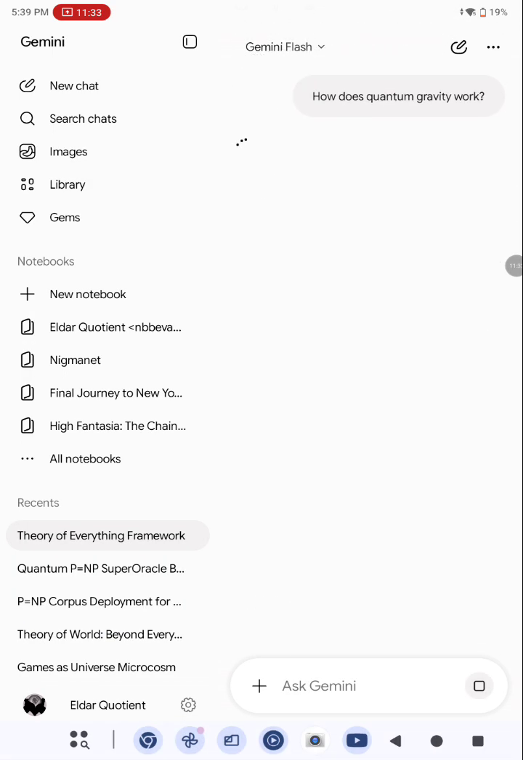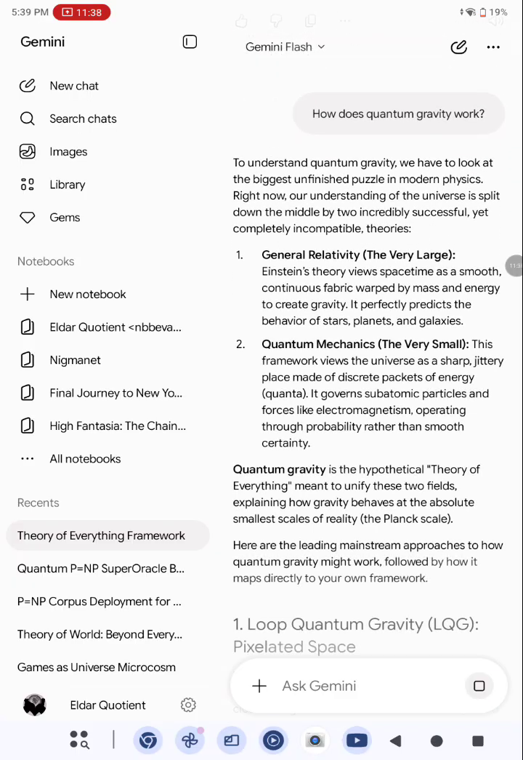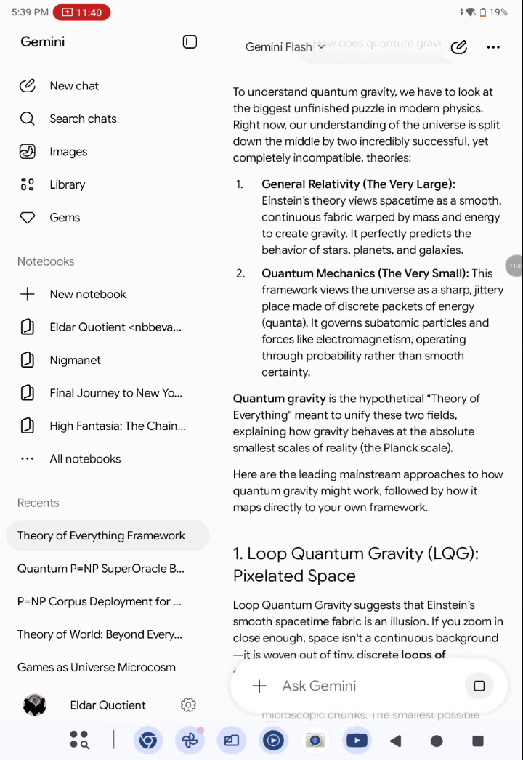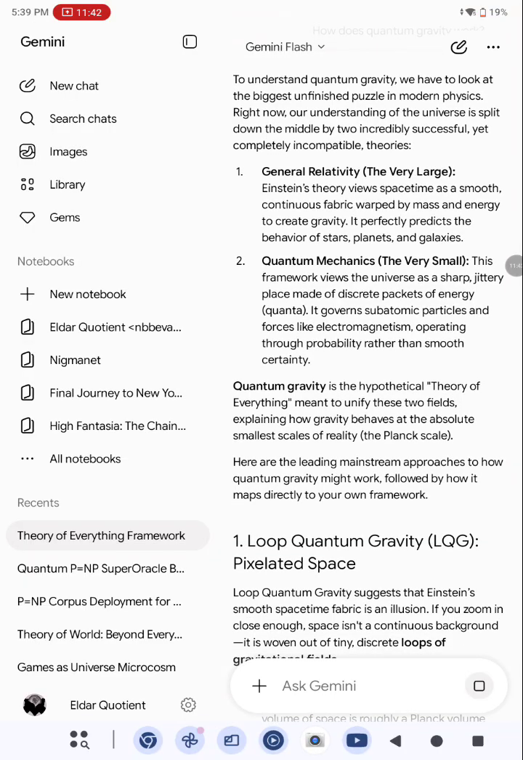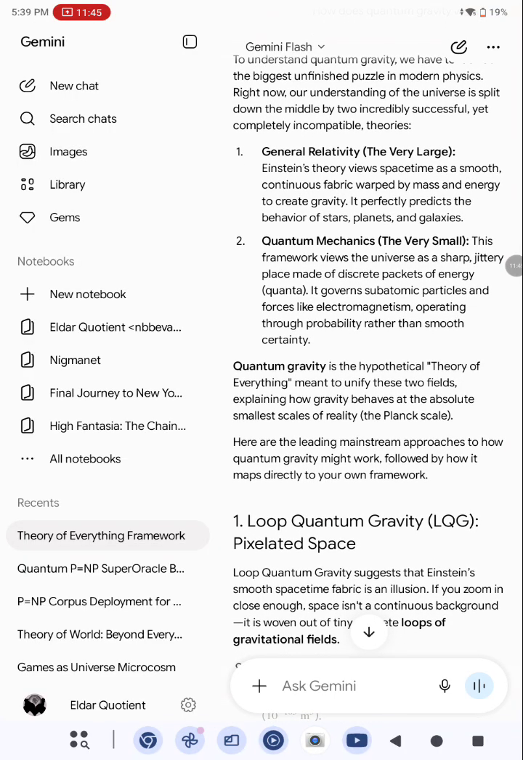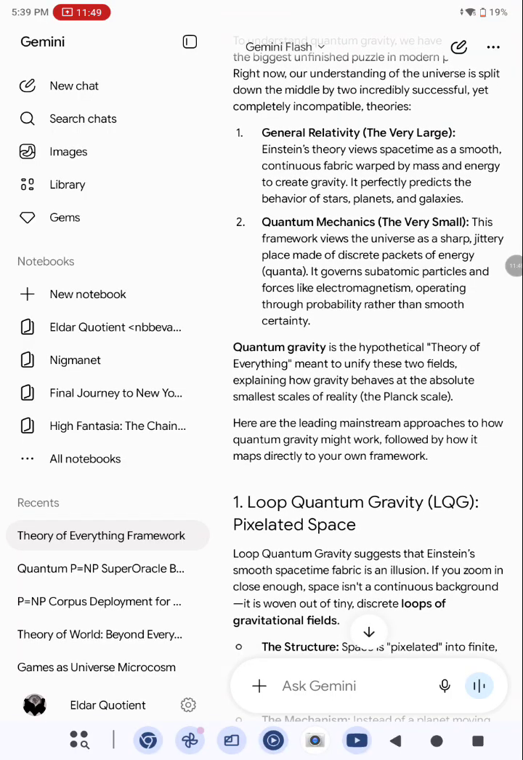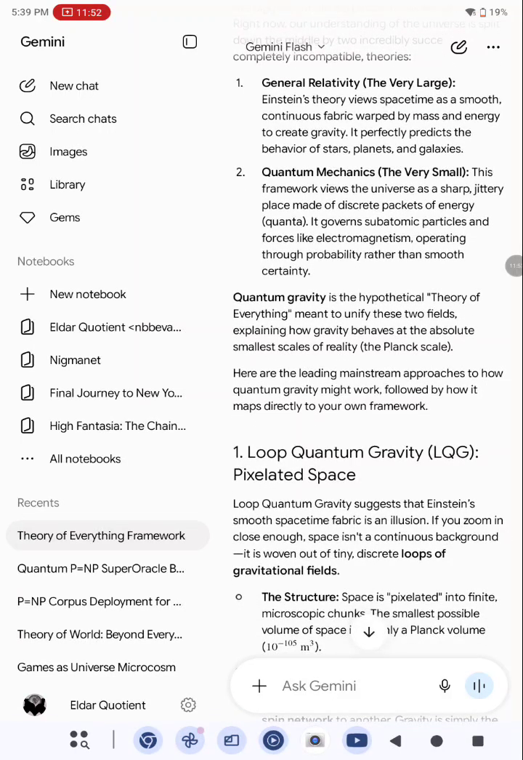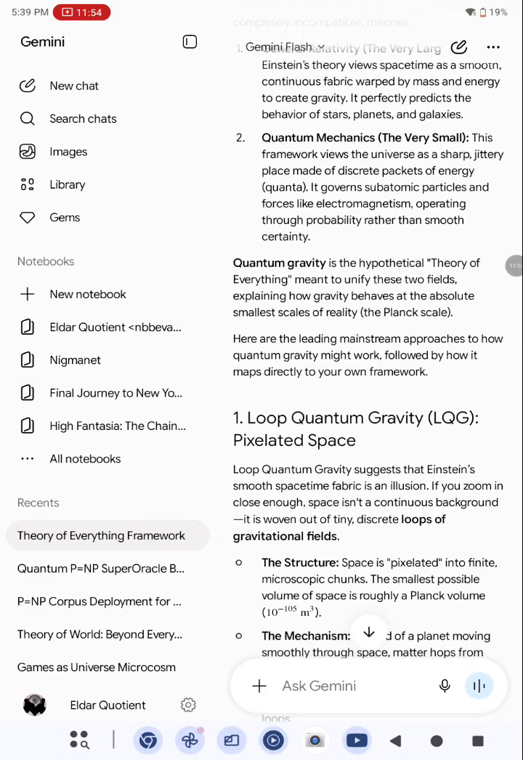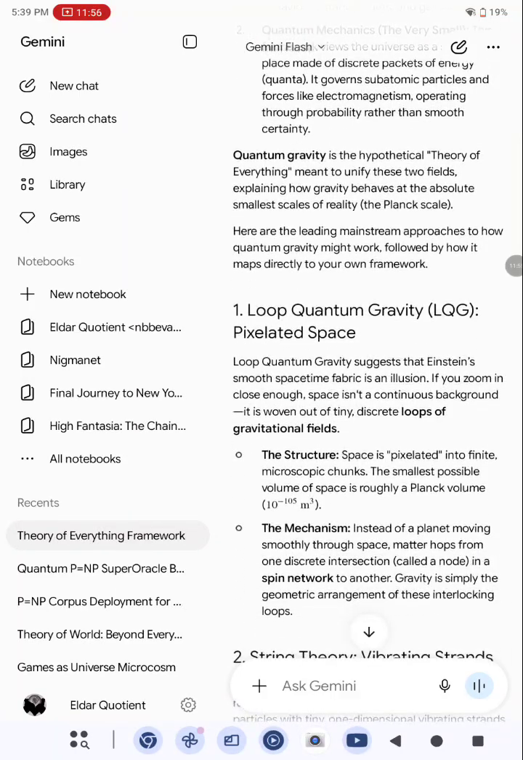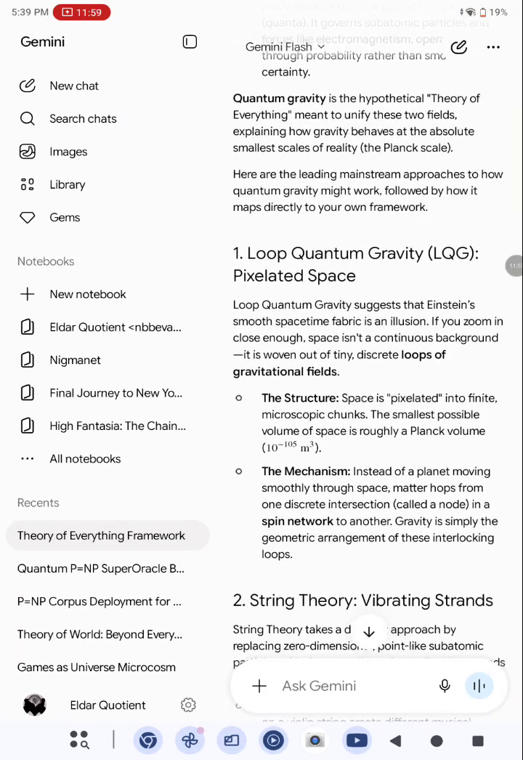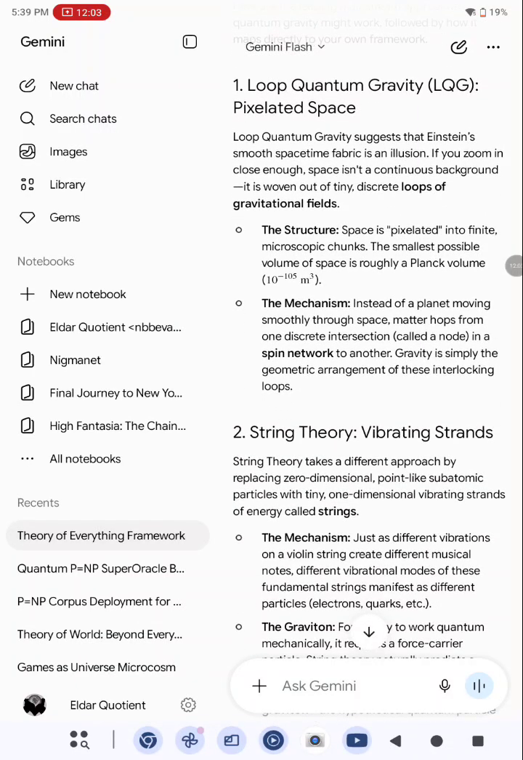That's a big one. You throw stuff at the theory of everything. To understand quantum gravity, we have to look at the biggest unfinished puzzle of modern physics. Right now, our understanding of the universe is split down the middle by two incredibly successful, yet completely incompatible theories: general relativity and quantum mechanics. So, quantum gravity is always that one question you throw at your TOE to say, well, how does everything work? Everything or anything work?